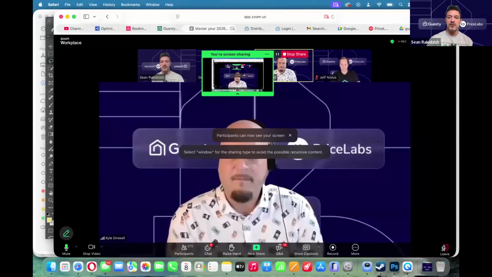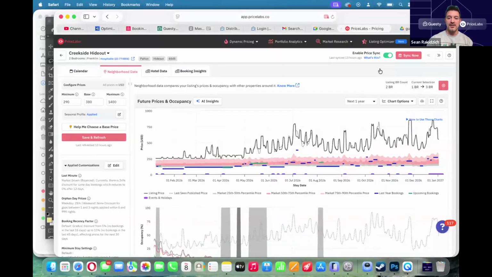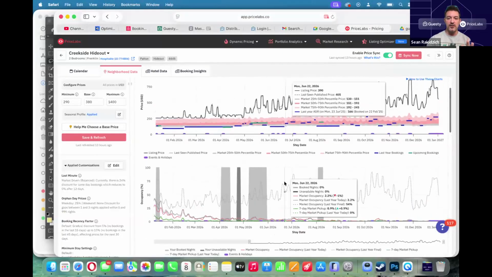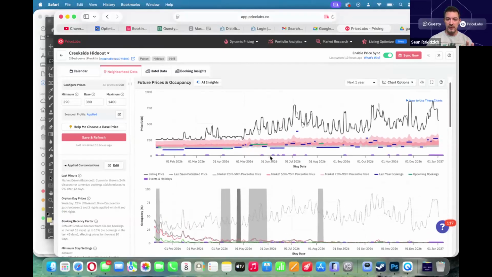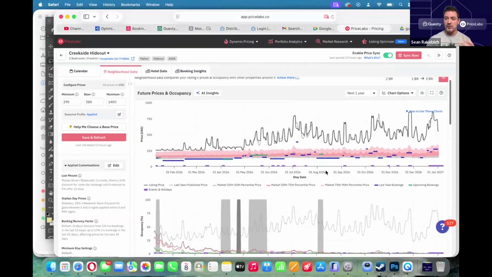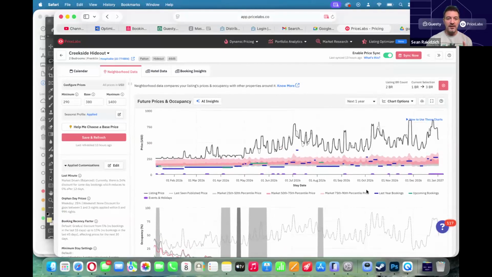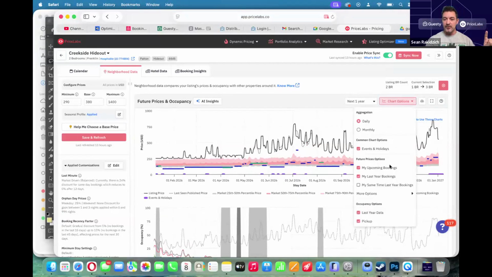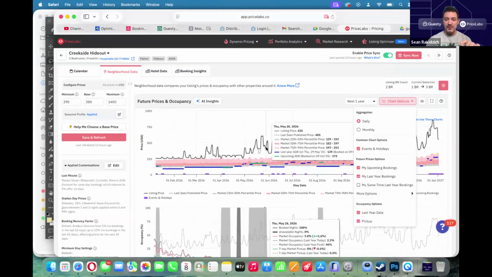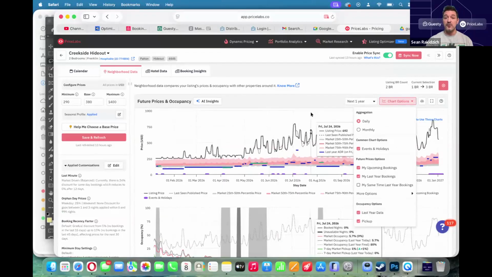So if you guys can see my screen now, PriceLabs has these charts, this occupancy chart here, and these blue dashed lines and green dashed lines are your future and past bookings. You can activate this even if you've never used PriceLabs before. It will pull all your data in. Go to chart options here and put in your upcoming and last year's bookings. So you can see this black line is your price today, and this blue line and this green line are your prices that you have gotten bookings for.